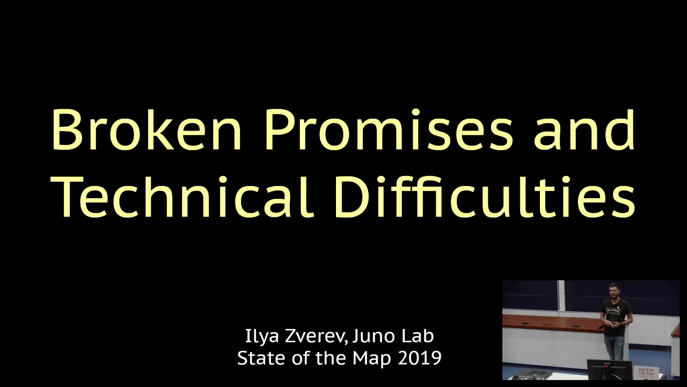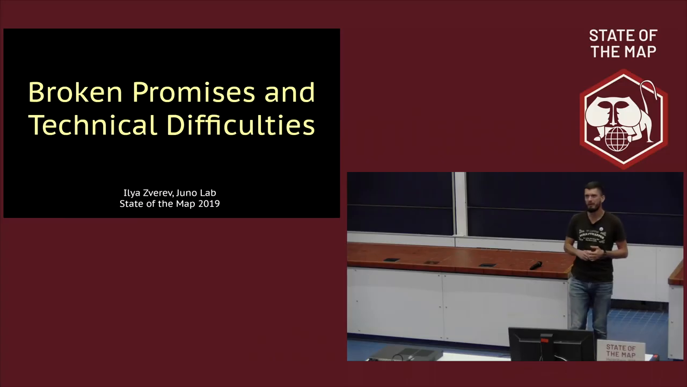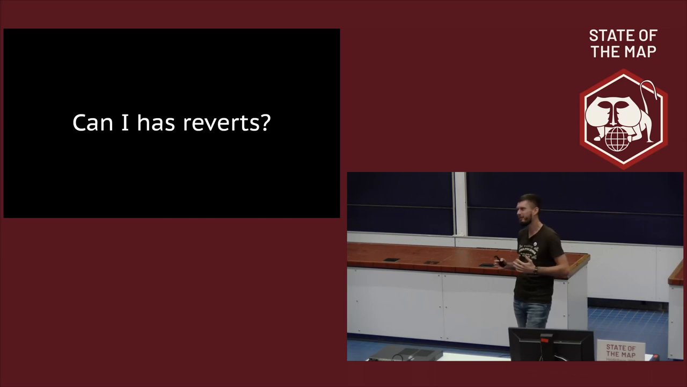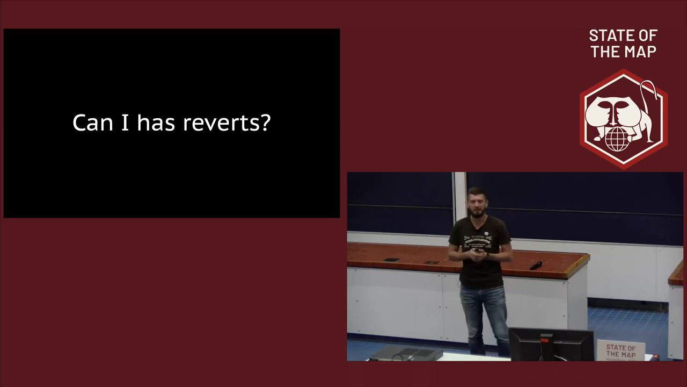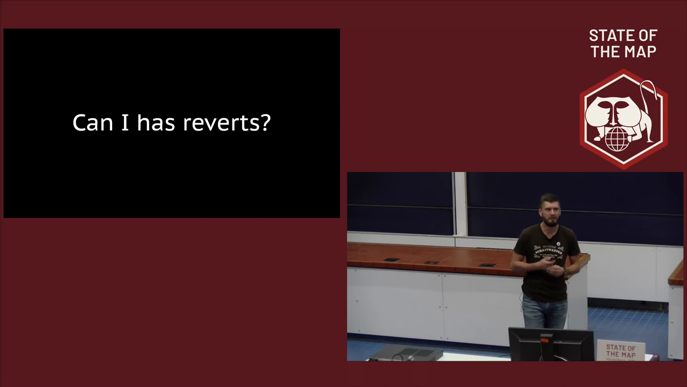Hello, everyone, again. I am Ilya Zverev, and basically all I want from OpenStreetMap now is to follow edits around me and have a means to revert them. It doesn't seem like a hard task to do. We already have reverting tools. But it doesn't seem quite simple now.